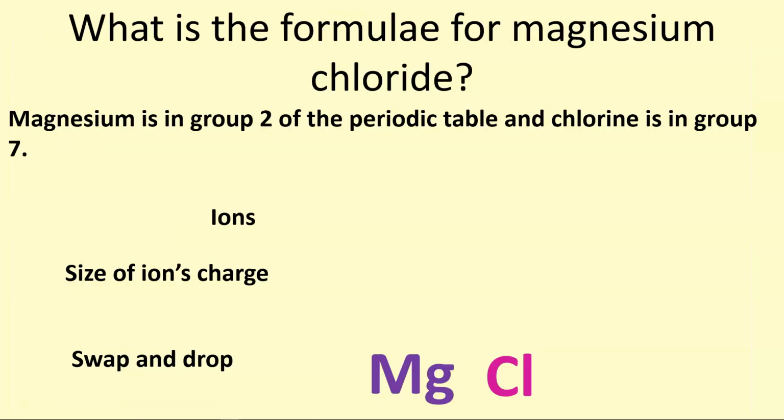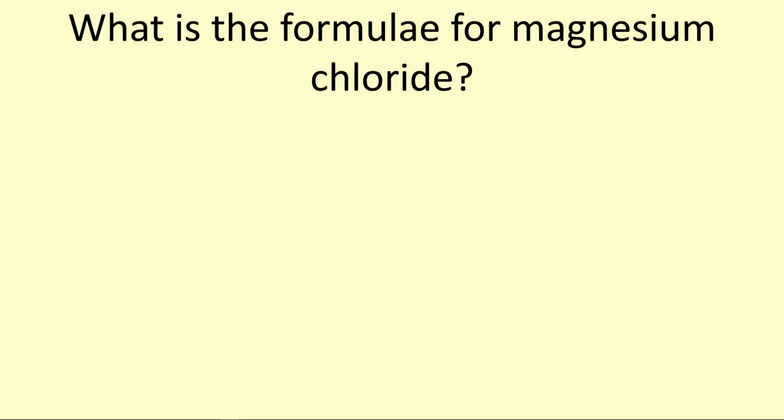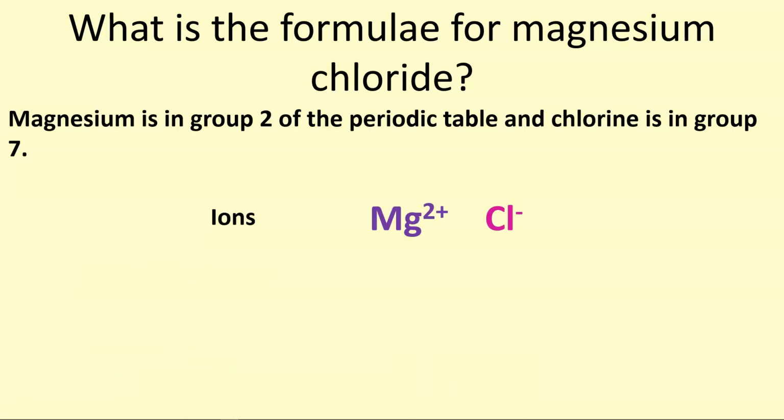So this next bit is a recap of how you write formulae for compounds. It tells us that magnesium is in group 2 of the periodic table and chlorine is in group 7. So the first thing we could think about is, what do we need to do? We need to think about what the 2 ions present are. Everything in group 2 will form 2+ ions, and everything in group 7 will form -1 ions.